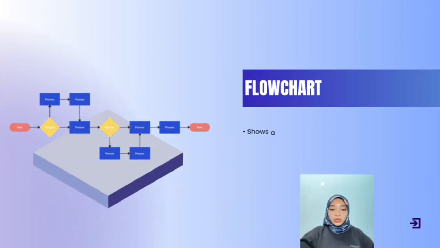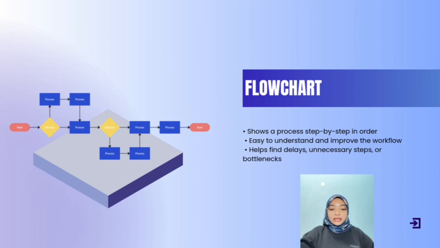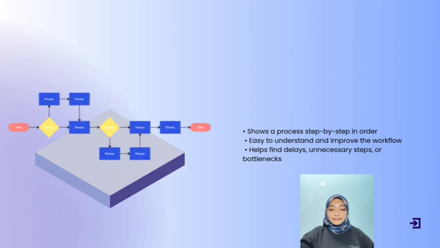A flowchart shows a process step by step from start to finish. It is very useful for identifying unnecessary steps, delays, or bottlenecks. Flowcharts make it easier to understand how a process works and where improvements can be made.